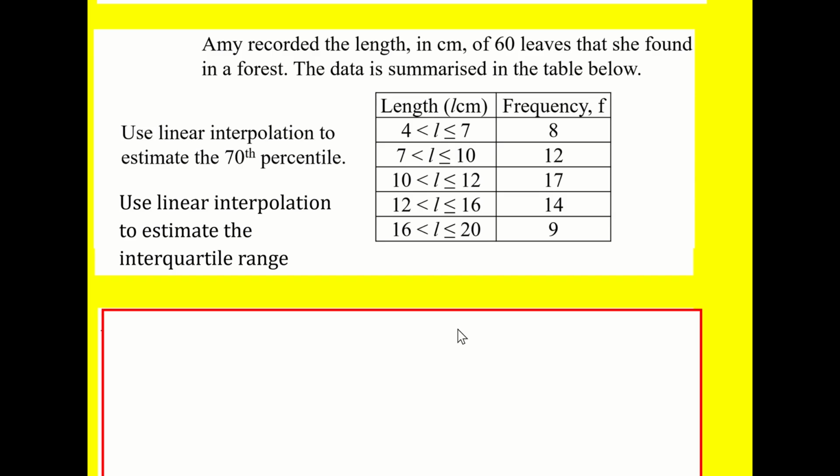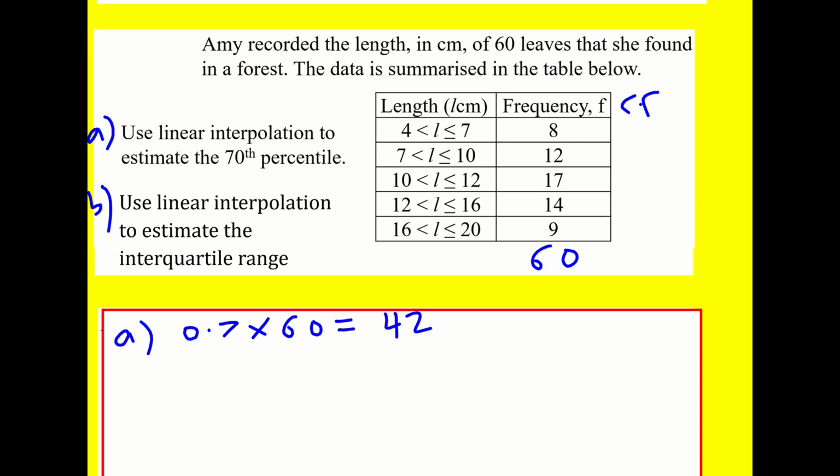Okay, I'm going to call this part A and this part B. They've actually added up the frequencies for us. It's going to be 60. Now this is going to work in exactly the same kind of way. So for A, we need to actually do 0.7 times 60, which is going to be 42. And the 70th percentile is going to be the 42nd bit of data in the table. And once we've done that, we're back to where we were before.